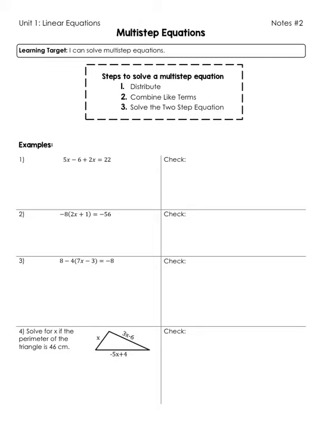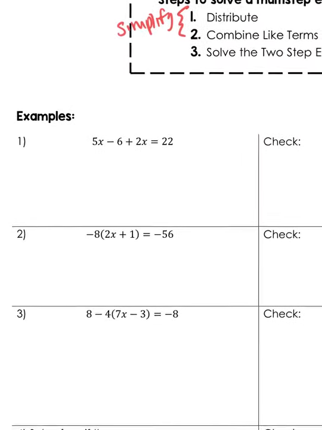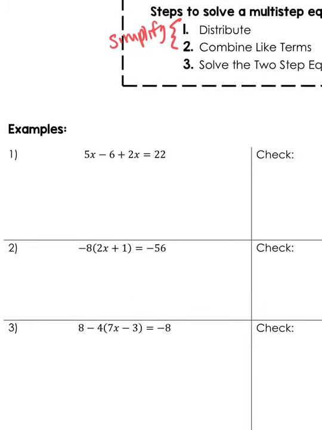Algebra 1. Today's notes are notes number 2 from Unit 1 on solving multi-step equations. So the steps to solve a multi-step equation are basically to first simplify. So we're going to distribute and we're going to combine like terms. And then after we've done that, we'll be left with a two-step equation like the ones we know how to solve. So we're going to go through 4 examples together, 3 normal examples, and then 1 application problem.